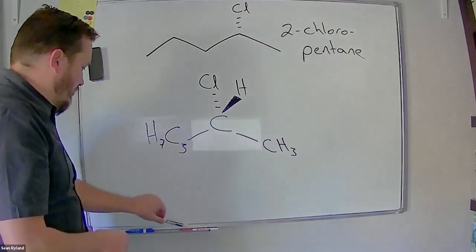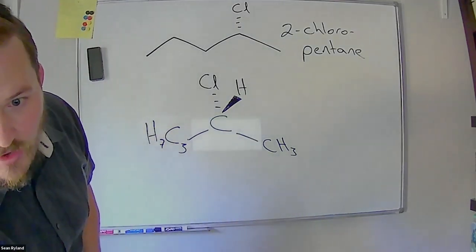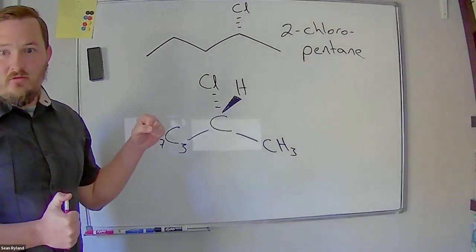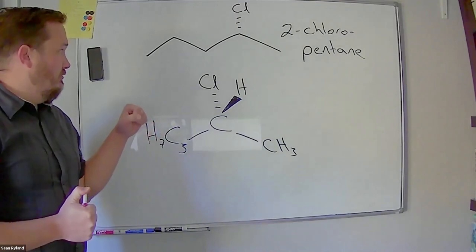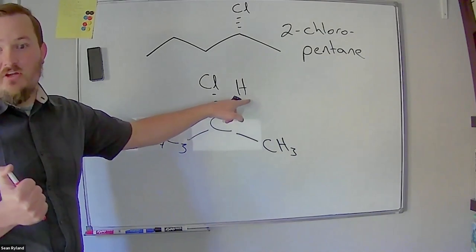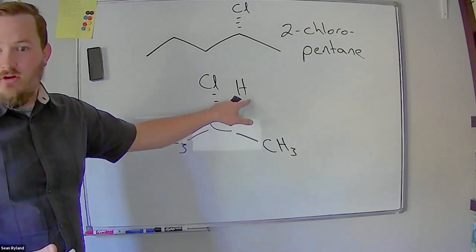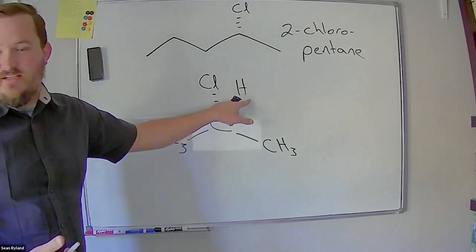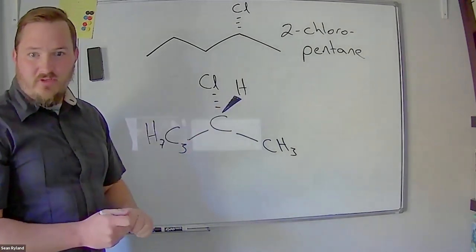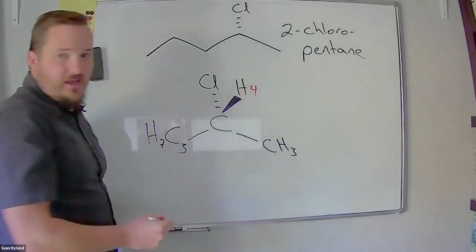And so now we can go around and we assign priority. The rule for priority is it's higher priority if it has a higher atomic number. The atomic number is based on the number of protons in the nucleus. So if we had a lone pair in here, that would automatically be 4, the lowest priority, because it doesn't have any protons. If you don't have a lone pair, hydrogen's always going to be your lowest priority. So hydrogen is 4.